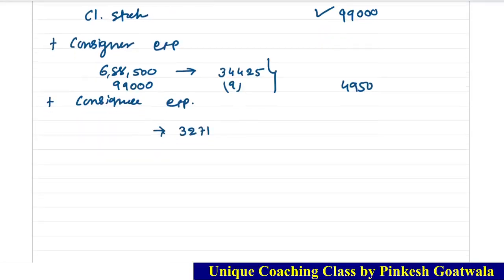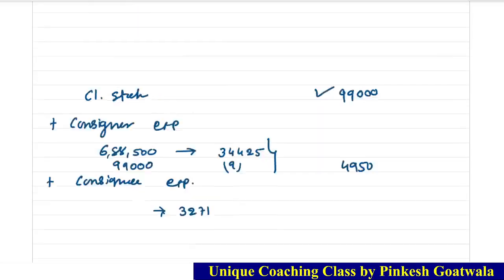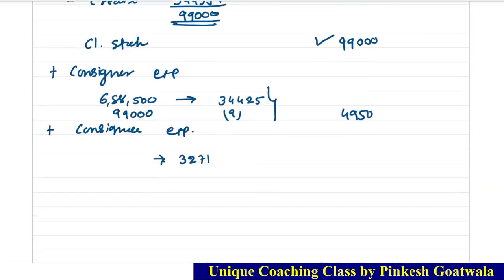In earlier sums, suppose 100 mobiles were sent and on the way 10 were destroyed, we consider 90. So the same here, we should consider 633,420. So what will it be for 99,000? 99 into 3271 over 633,420. So the amount comes to 511.